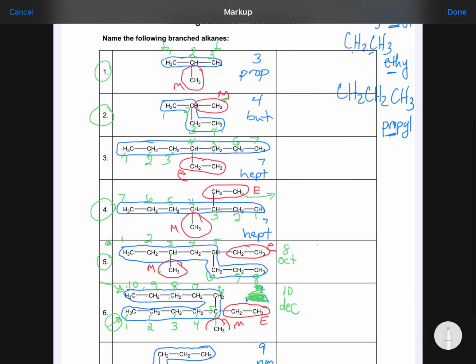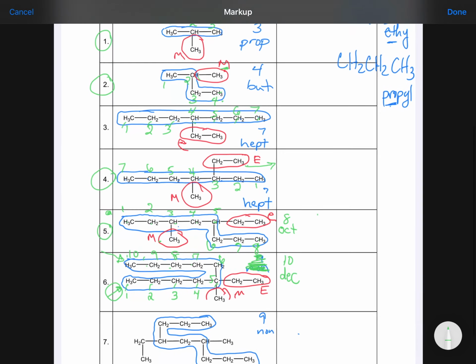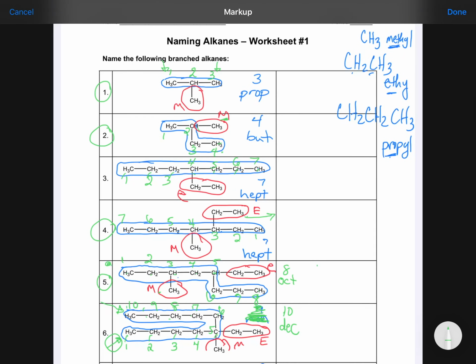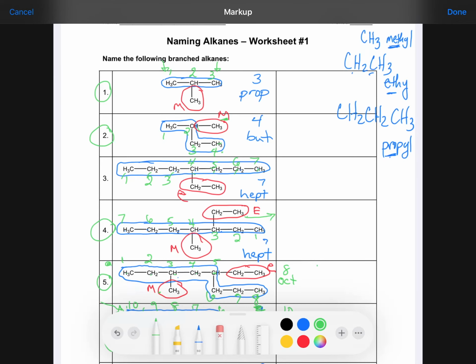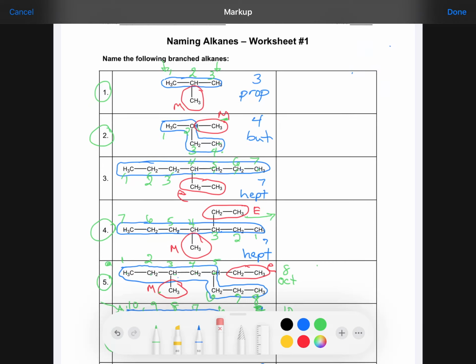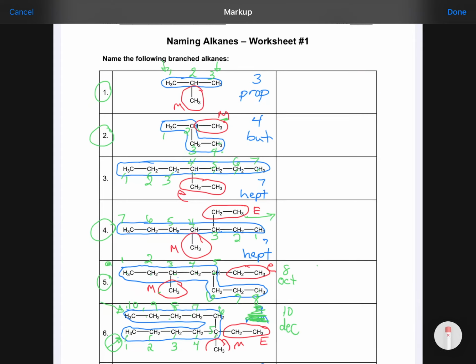And you can figure out the bottom one. So now that we have the groups identified, we have it numbered the way we want to number, we know how many carbons are in the longest chain. What we need to do now is name.